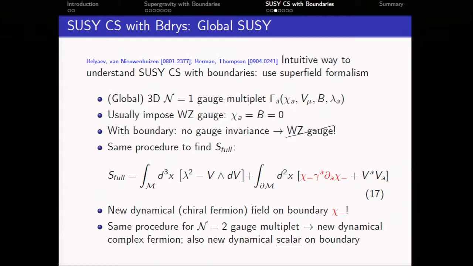If you want to do the same thing for an N=2 gauge multiplet, you can, and you will see that besides two of these guys, two chiral fermions, which you can combine into a nice complex fermion, you also get a new dynamical scalar on the boundary. So I want to highlight that you get a new dynamical bosonic field on the boundary. Good.